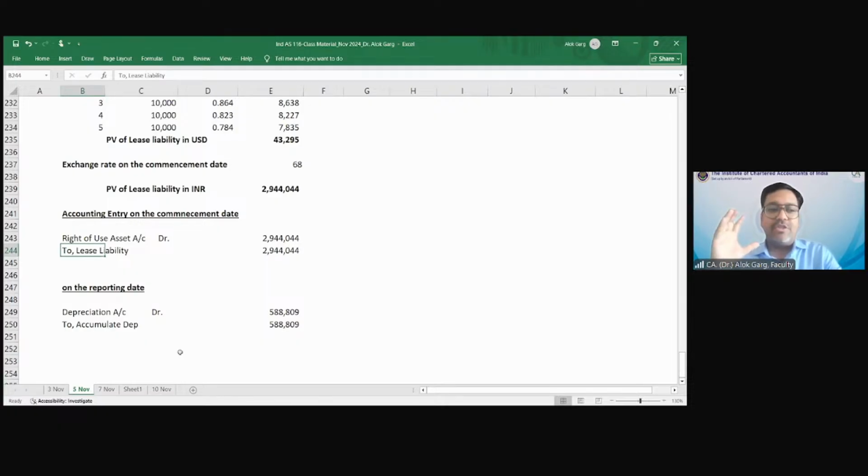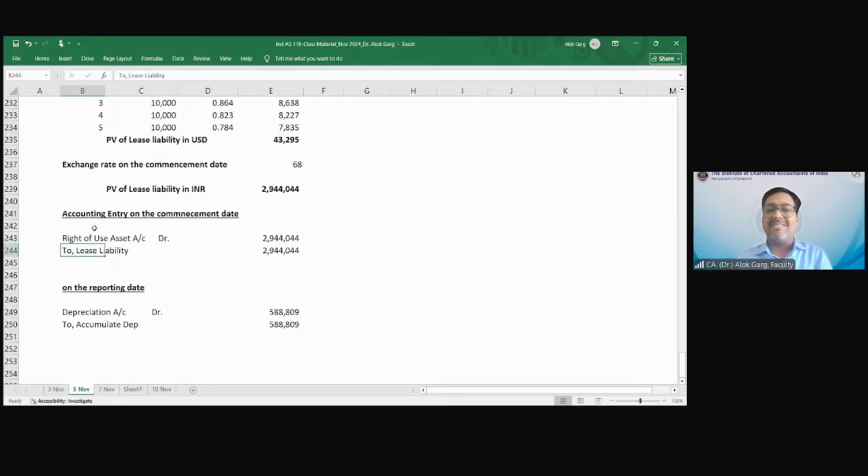rate. What do we have to do with all monetary items? We have to restate the monetary items. All these monetary items are required to be restated at the closing rate, right? Non-monetary items we are not required to restate. Non-monetary items are required to be continued at the historical rate.